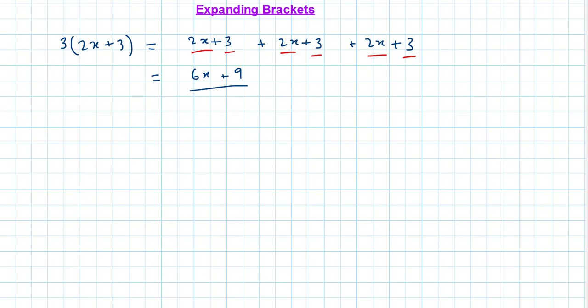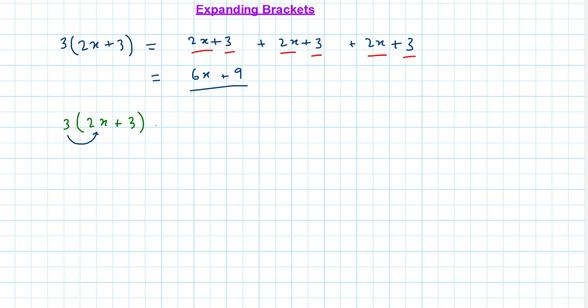Now clearly, this would be quite a long way of doing it if that hadn't been a 3 but a 15, and to write it out 15 times. But there's actually a quick way of doing this. If I write out the same expression again, 3 lots of 2x plus 3, all I have to do is multiply the number that's outside the bracket by each of the terms inside it.